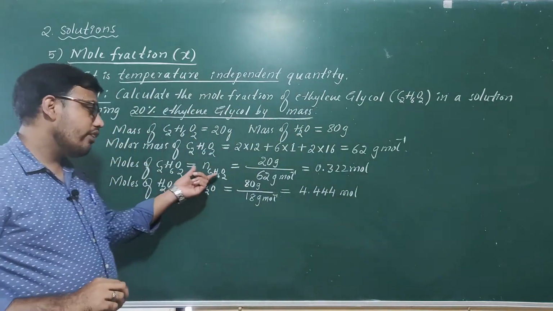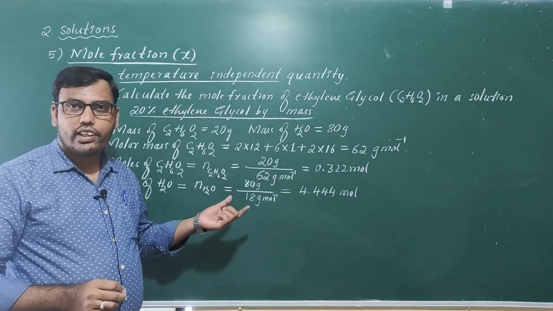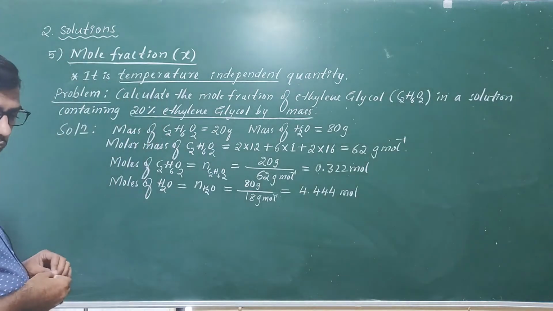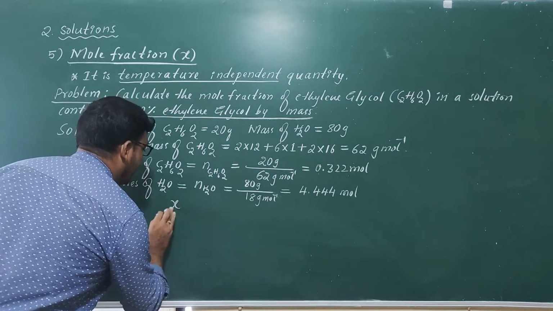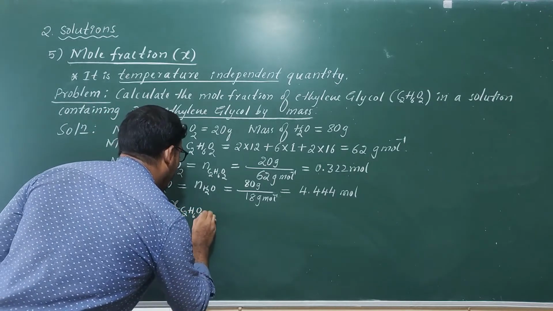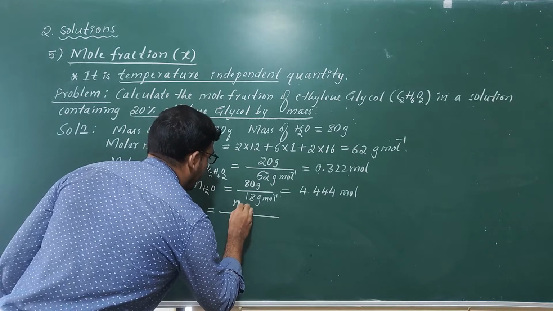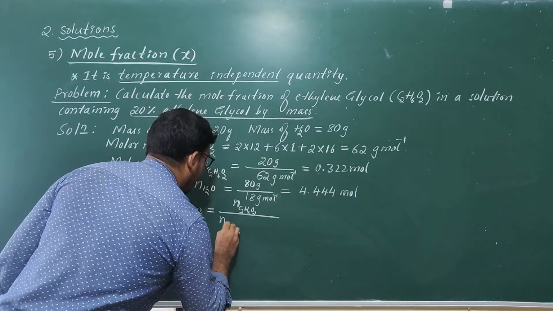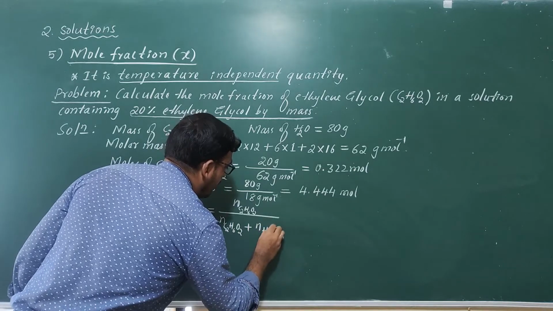Now we have the number of moles of ethylene glycol and the number of moles of water. Now you can easily calculate the mole fraction of ethylene glycol. So mole fraction I will represent by small x. Mole fraction of C2H6O2 is equal to the number of moles of ethylene glycol, N of C2H6O2, divided by N of C2H6O2 plus N of H2O.